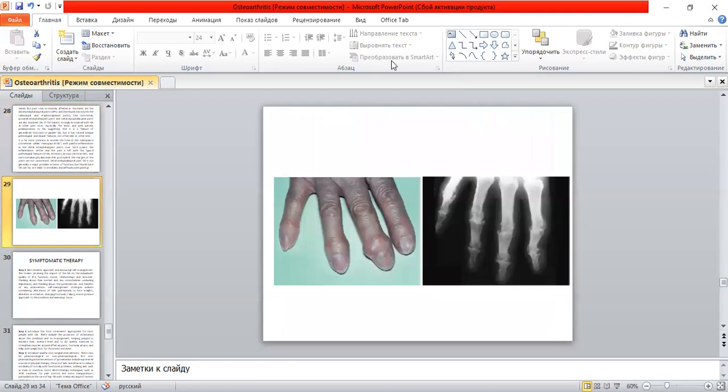You can see in these pictures the interphalangeal joints, distal interphalangeal joints, and the X-ray.